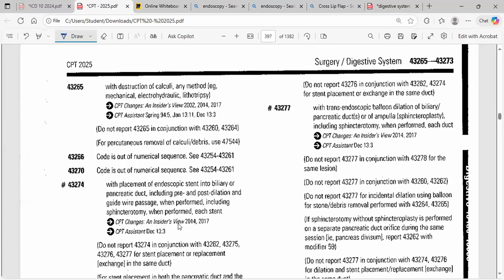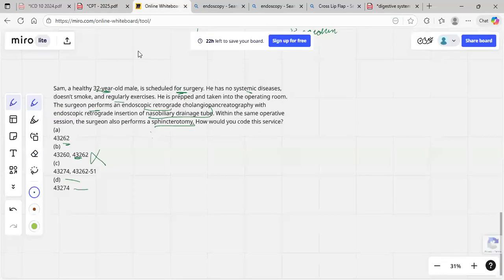So 43274 includes the endoscopy stent placement and sphincterotomy. That means both things are included. So the tube placement, endoscopy stent placement, as well as the sphincterotomy, are included in 43274. That means we have to bill 43274 only. So the answer should be D only.